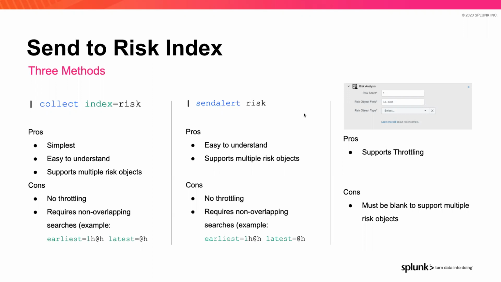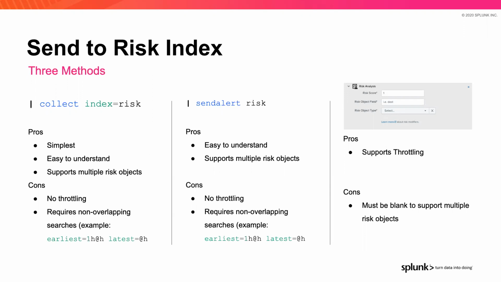Because you are evaling those fields in your alert, that will take precedence over anything you put in here. So it will throttle. It has been tested. We did this at Children's Mercy. It will throttle if you use that method, and it supports multiple risk objects.